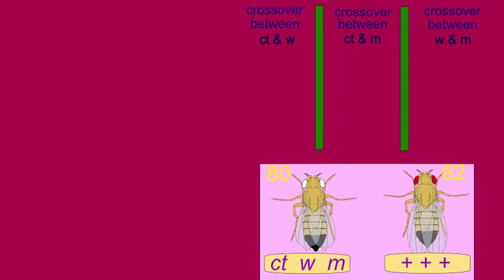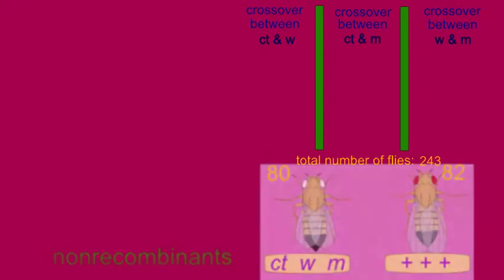When the males of the F2 generation are counted, most of the males either possess all three mutant alleles for cut wings, white eyes, and miniature wings, or possess the wild-type alleles for these three genes. These are the non-recombinants, and the numbers of these flies are needed to calculate the total number of flies.